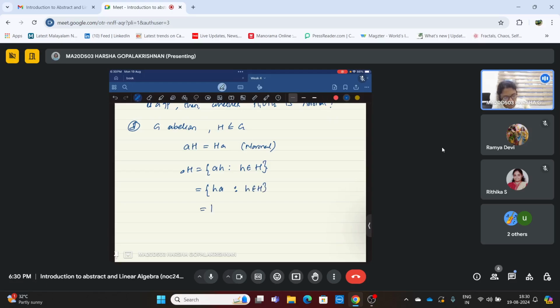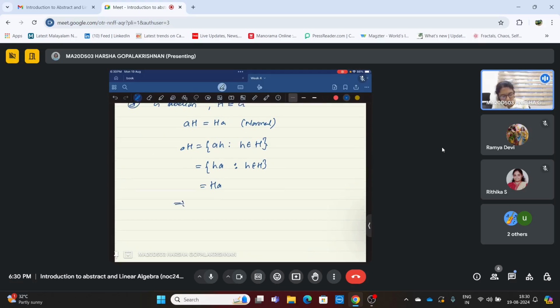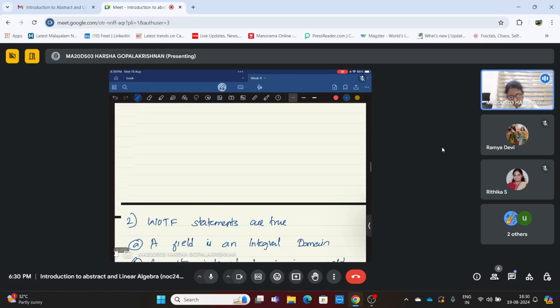This is nothing but our H, right coset. So, left coset and right cosets are the same. Then what can we conclude? H is normal. This is happening just because G is abelian, because that is why we are able to write AH and HA as the same. Okay, that's all for the first question.